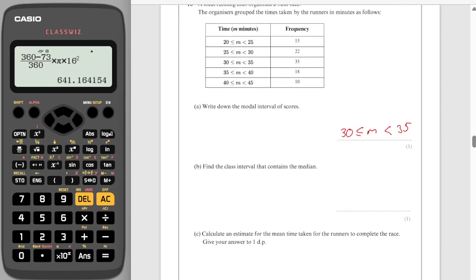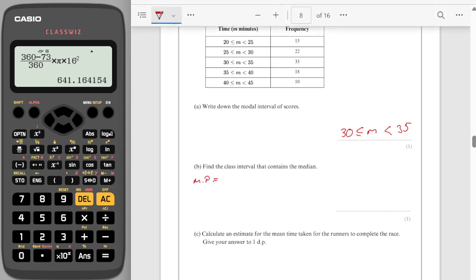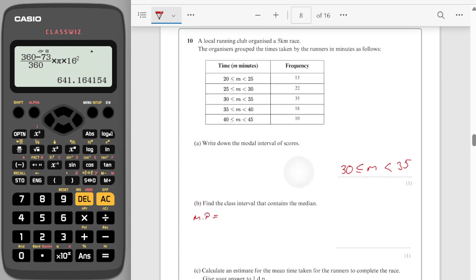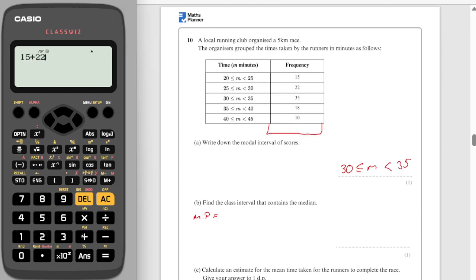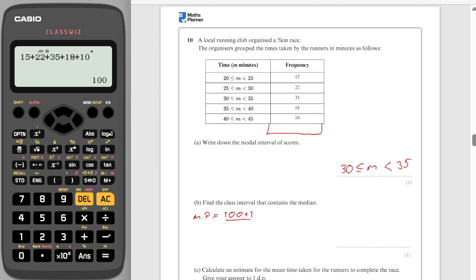Write down the class that contains the median. Well, the median position is going to be equal to however many we've got. So we need to work out the total frequency. So that's going to be 15 plus 22 plus 35 plus 18 plus 10. That's looking like 100. So we need to add 1 to that and then divide by 2. So we're looking for 50.5. So we need to find the 50th and the 51st.